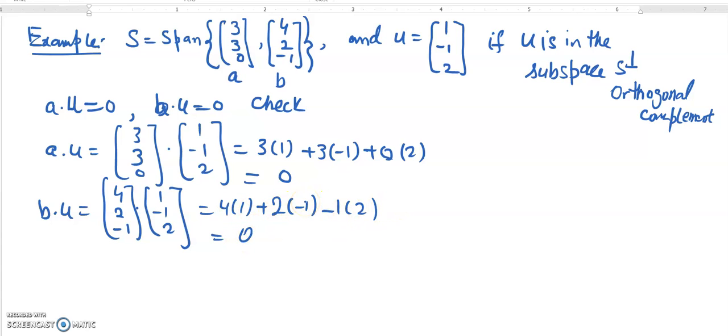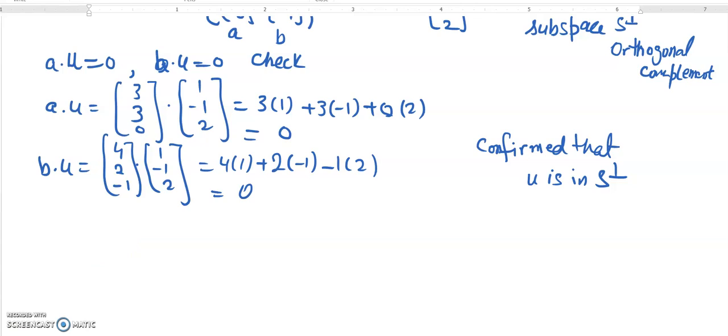So it means that U is orthogonal to both vectors. So it's confirmed that U is in S perpendicular, or U is in the orthogonal complement of the given subspace.